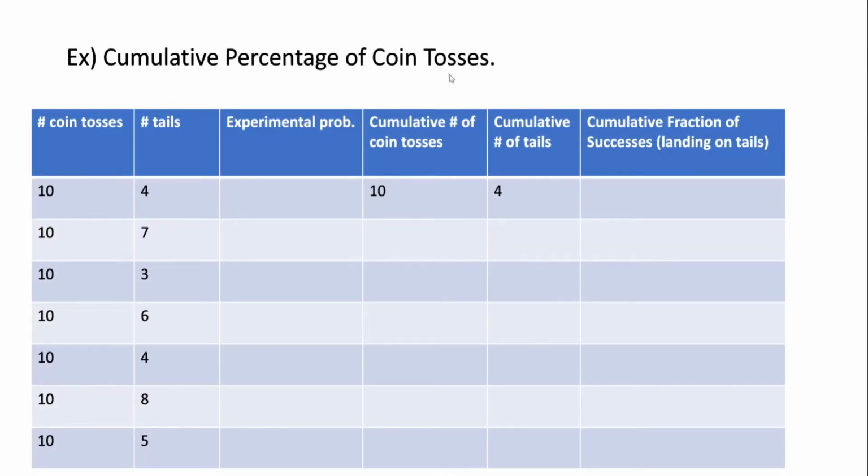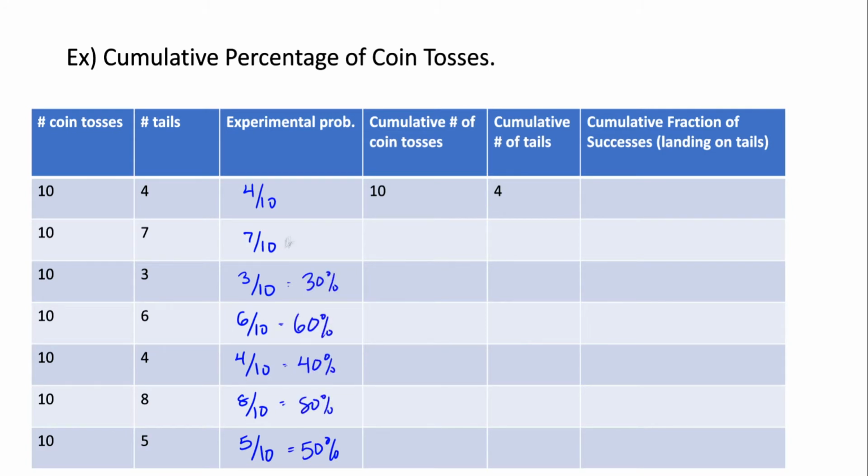Let's say that we've had some coin, we have flipped it 70 times, or we had 7 people each flip the coin 10 times, something like that, and we all recorded the number of tails we got. We can find the experimental probability for each group of 10 flips. So we would have 4 out of 10, 7 out of 10, and so on. If we look at these experimental probabilities, they kind of seem to be a little bit all over the place. Sometimes they're below 50%, sometimes they're above 50%, sometimes they're at 50%, but they're not consistently near 50%.